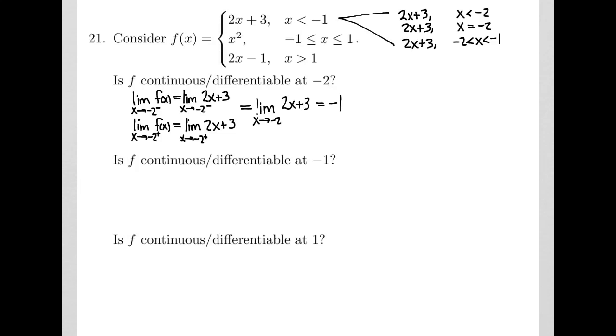If I calculate the value of the function at -2, well, that also uses the same formula. 2 times -2 plus 3 gives me -1. Because the limit and the function agree, I am, in fact, continuous.